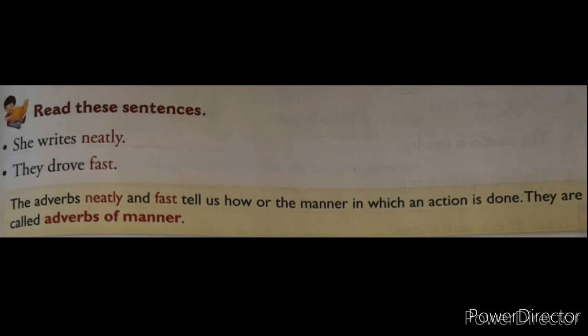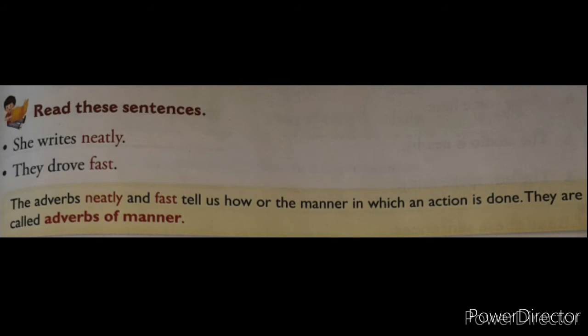First example, she writes neatly. And second example, they draw fast. In these two sentences, which is the adverb? Neatly and fast, because they tell more information. They talk more about the verb. Neatly talks about writes and fast talks about draw.